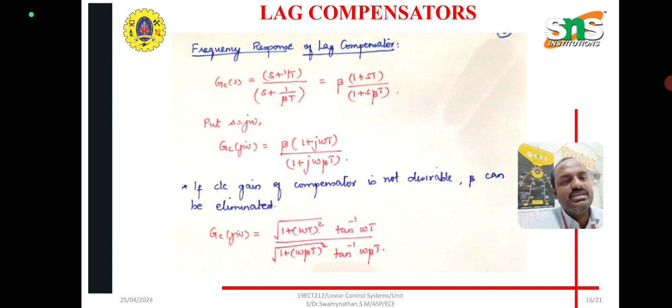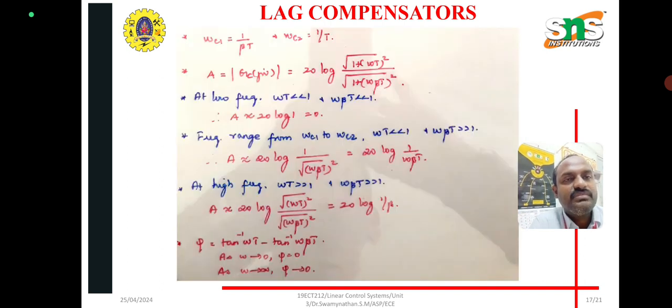So you can get Gc of j omega, and just substitute the omega c1 value and omega c2 value for the crossover frequency, and make A equal to the gain, the modulus of Gc of j omega, 20 log root of 1 plus (omega T) the whole square divided by 1 plus (omega beta T) the whole square. So at low frequency it is less than 1, so that is equal to 0.